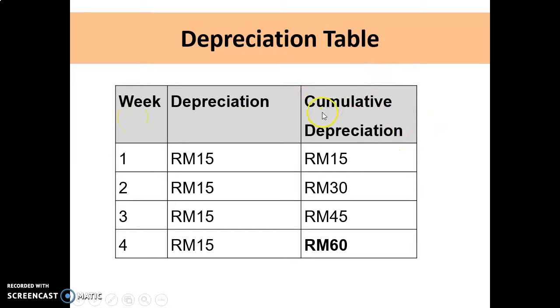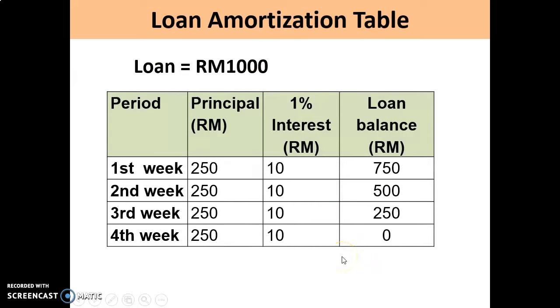Okay, so here, every week you need to iterate the depreciation. Let's say the depreciation is 15 ringgit per week for that particular burger kiosk. So if you have a month, you have to depreciate the asset with the amount of 60 ringgit. The first week 15 ringgit, the second week 30 ringgit cumulative depreciation amount, the third week 45, and for the fourth week the asset is depreciated about 60 ringgit. So this is the cost that you have to bear.